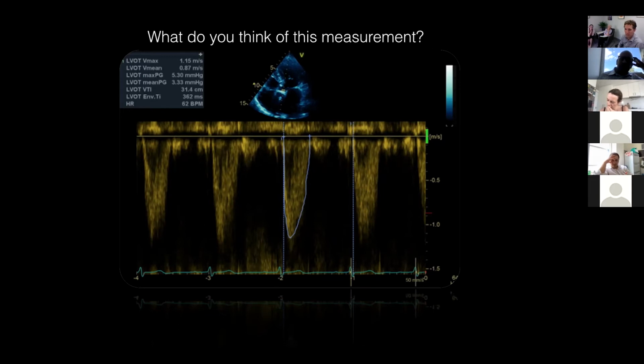So I guess use on this one. What do you think of this measurement? Who do you want to go? Emma, do you want to go at this? What do you think of this measurement? So we got an LVOT VTI of 31.4.